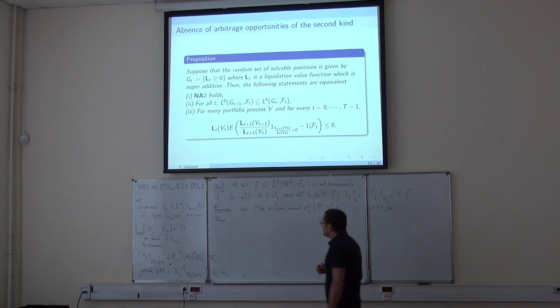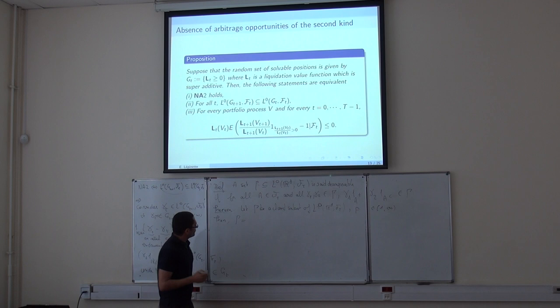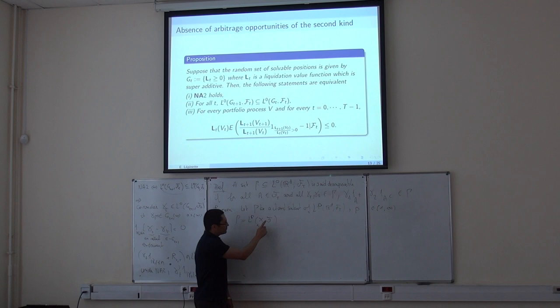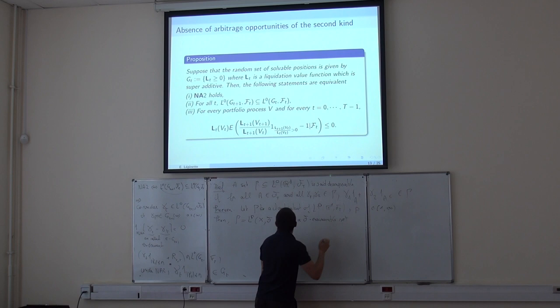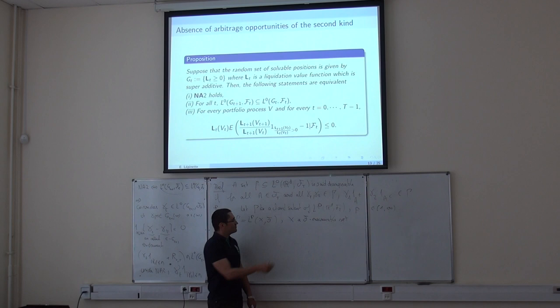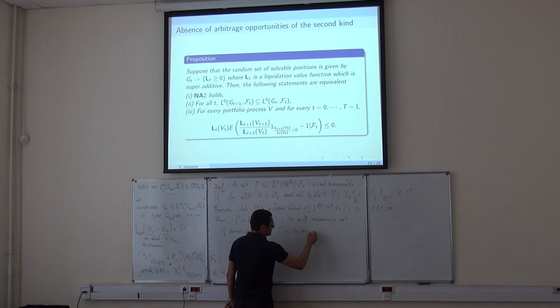It says that Gamma is of the form L^P(X, F), that is, the set of all F-measurable random variables with values in X, X being an F-measurable random set, that is, such that the graph is measurable with respect to F times B(R^d), if and only if Gamma is decomposable. Okay, so it's a nice result.